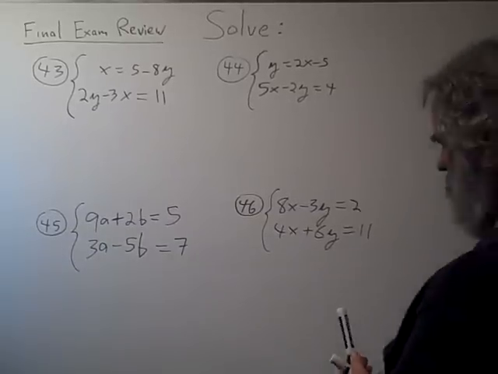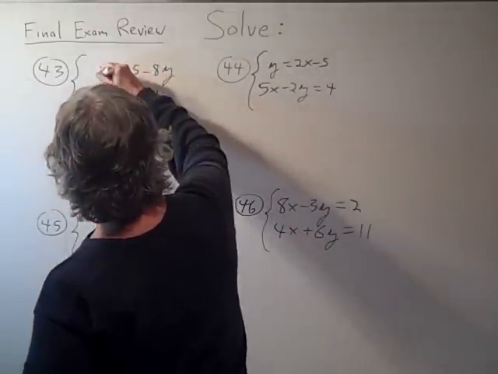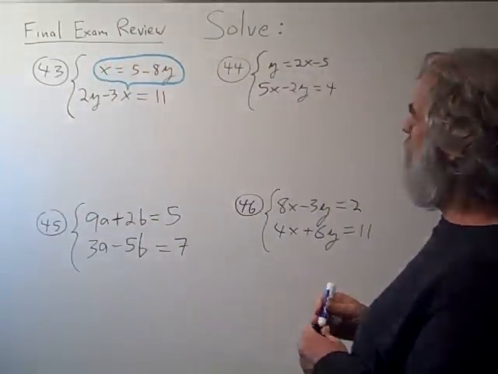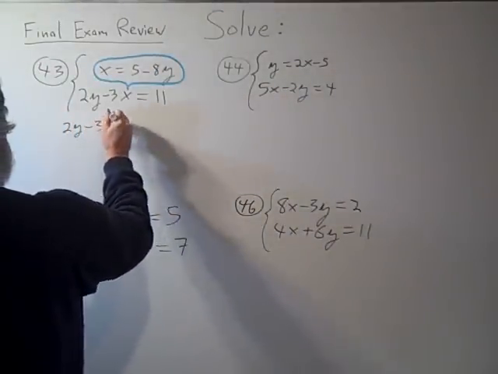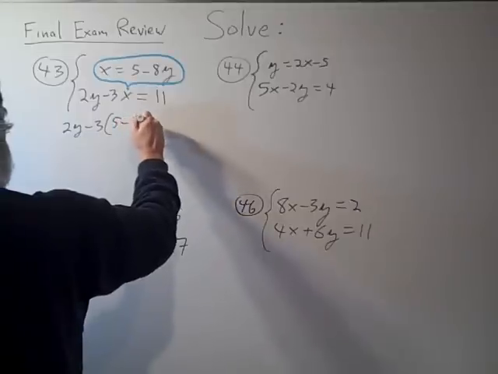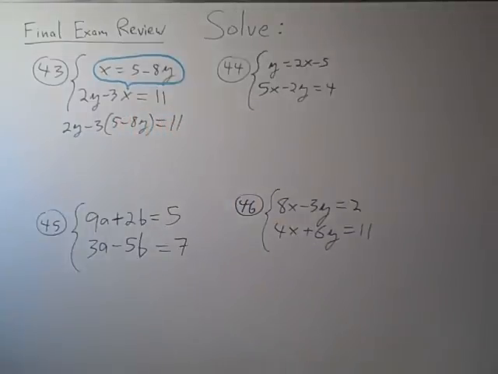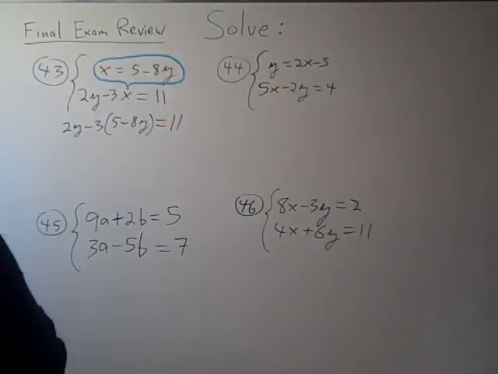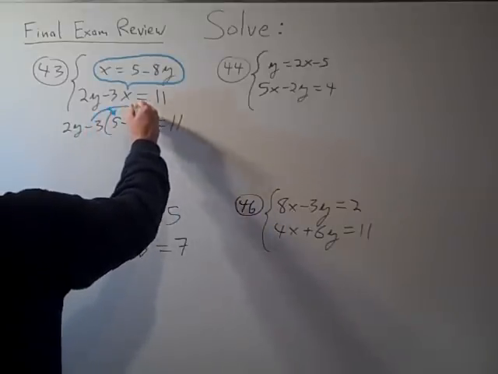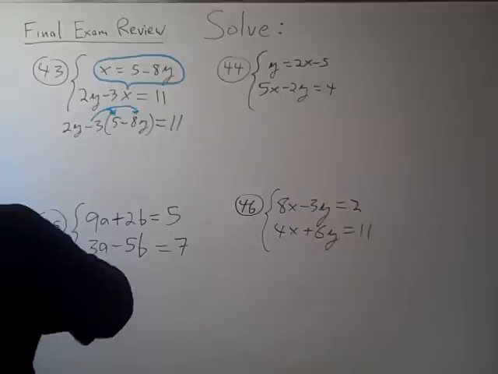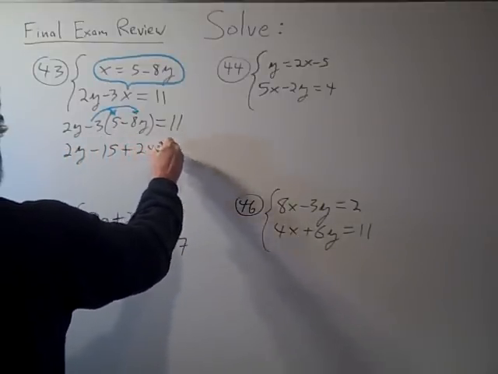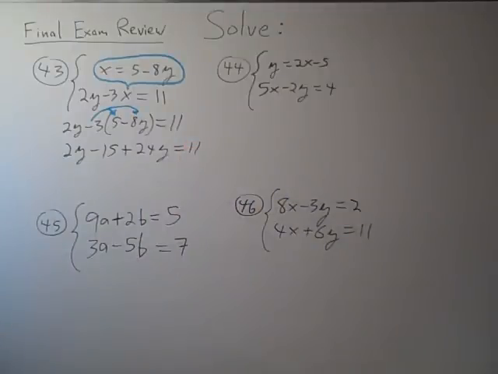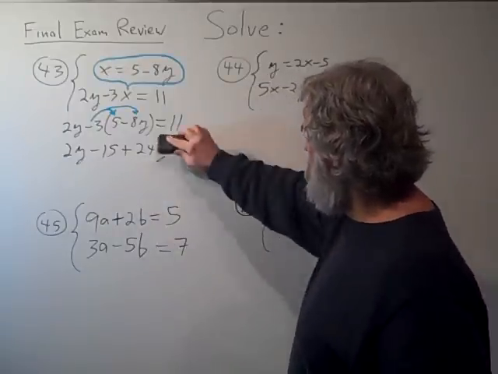Okay, to solve this first equation, we're going to use substitution, substituting for x in the second equation. And so we get 2y minus 3 times x, but x is 5 minus 8y, equals 11. And distributing the negative 3 through the parentheses here, we get 2y minus 15 plus 24y equals 11. And 2y plus 24y is 26y.